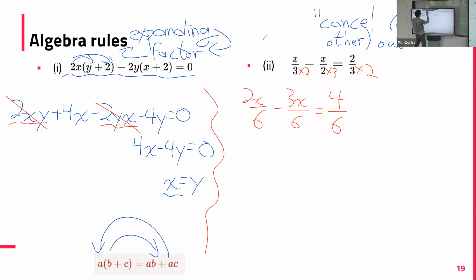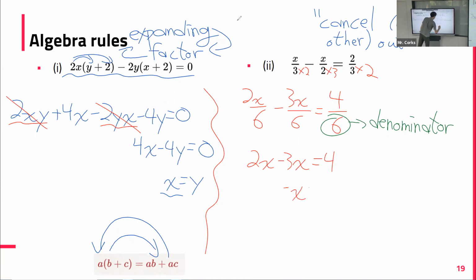This fancy name here. The bottom of a fraction we call a denominator. That's a kind of fancy word. I'm just going to say bottom of the fraction and top of the fraction, but if you want the fancy word, there you go. So it's the same number on the bottom. So now we can multiply everything by 6 to eliminate it. So now we just get 2x minus 3x equals 4. And now the rest is pretty easy. Negative x equals 4.